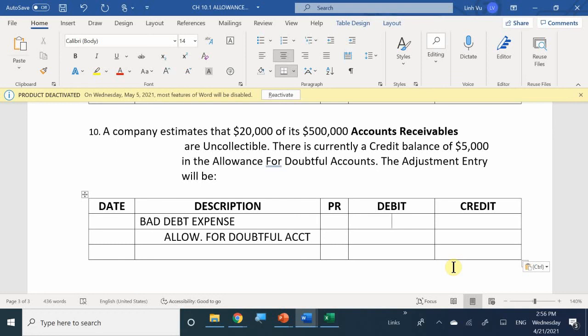Right now, there's currently a credit balance. So if there's a credit balance, that should indicate to you that we need to subtract because we already have stuff on the right side. How much more do we need to get to 20,000? That's our end goal, right? The estimated amount is our end goal or our end balance in the allowance for doubtful accounts. So if we already have 5,000, how much more do we need to get to 20? And the answer is 15,000.